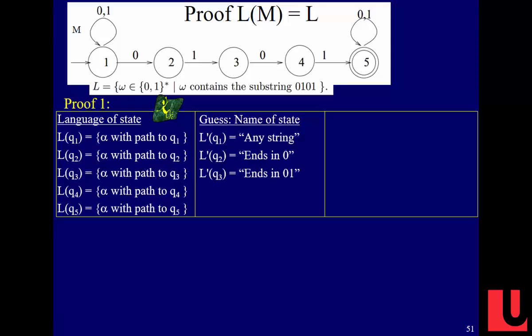What strings can land here? Any string that ends in 0, 1, 0, 1. What can land here? Well, it's any string that contains 0, 1, 0, 1, because after we get here, we can spin again. Does that make sense? So I'm believing that these describe each of the languages.